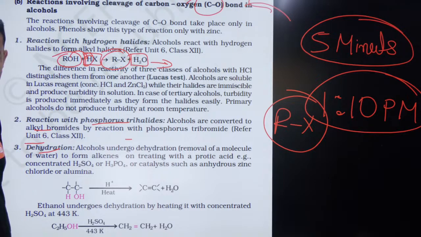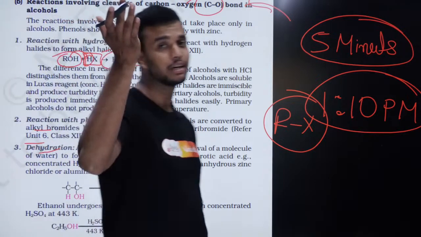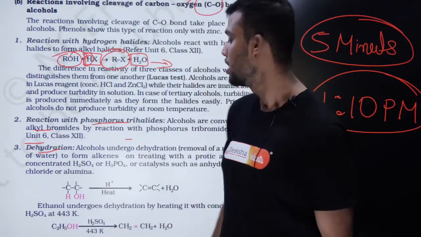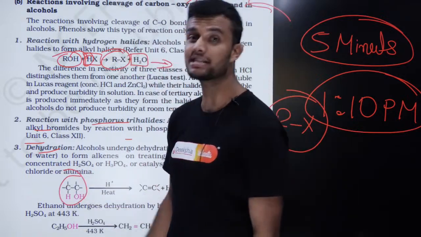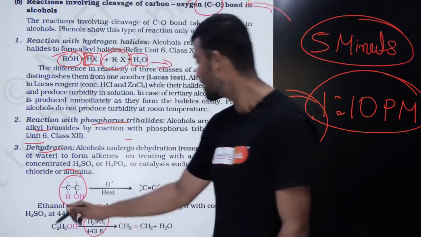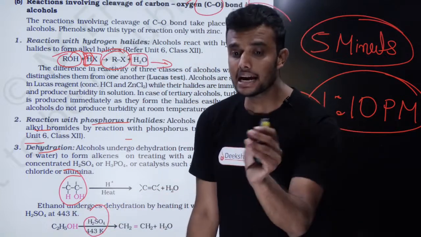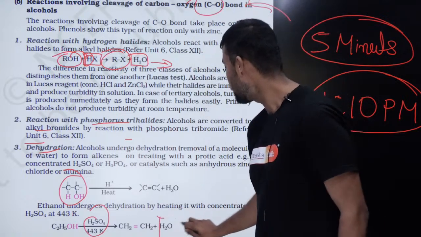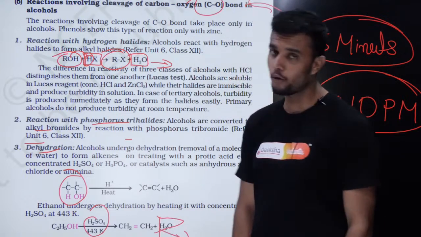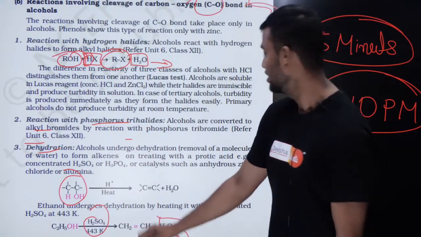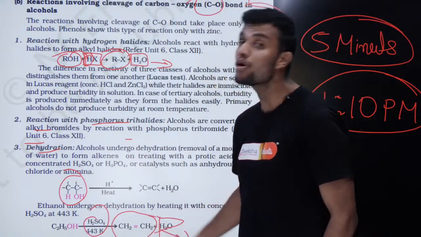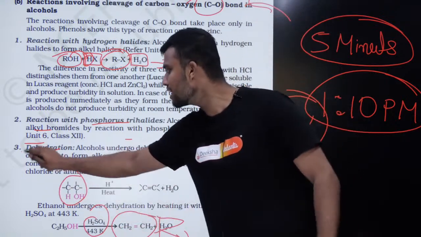Dehydration, my dear students. We are already familiar with this reaction. Whenever the alcohol is heated in the presence of concentrated H2SO4 at exactly 443 Kelvin, what happens? The elimination of a water molecule happens. Then the alcohol compound is converted into an ethene molecule. We are already familiar with this reaction.